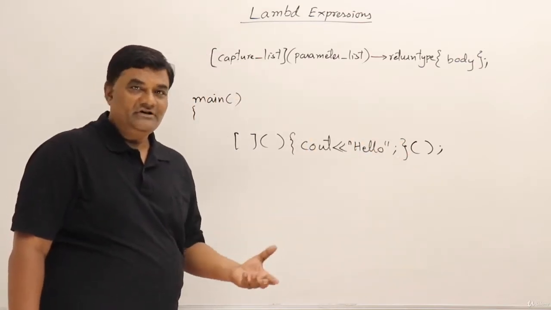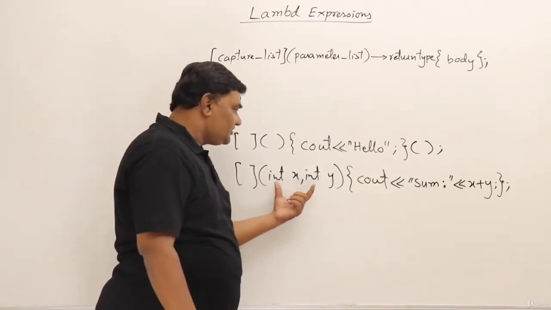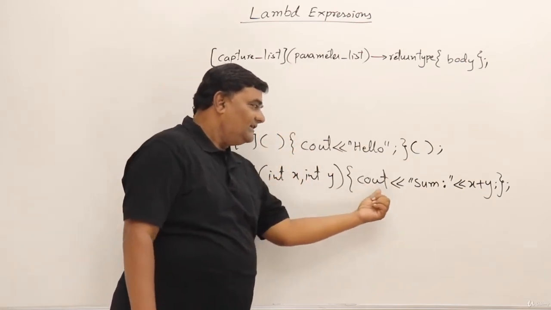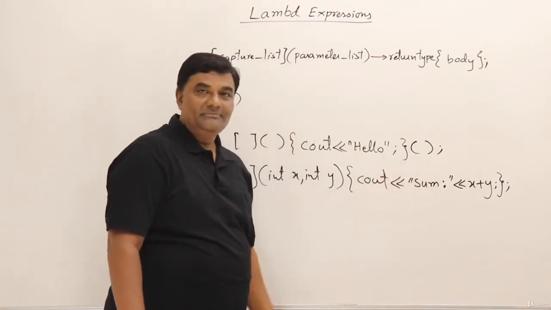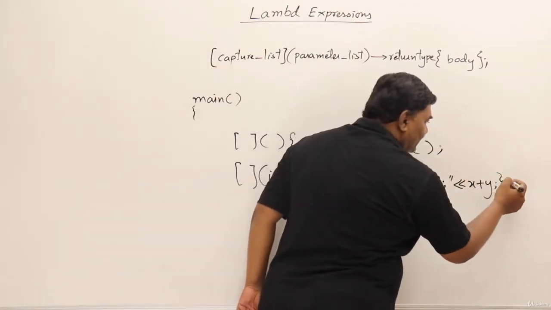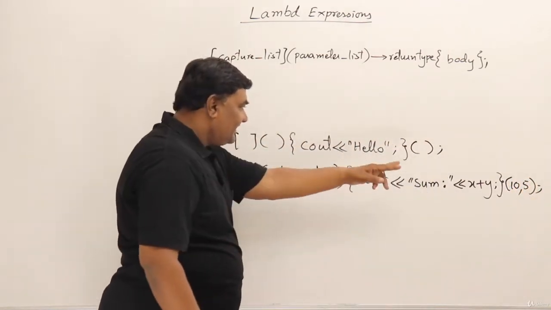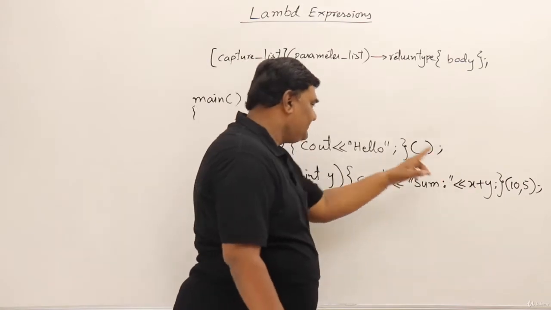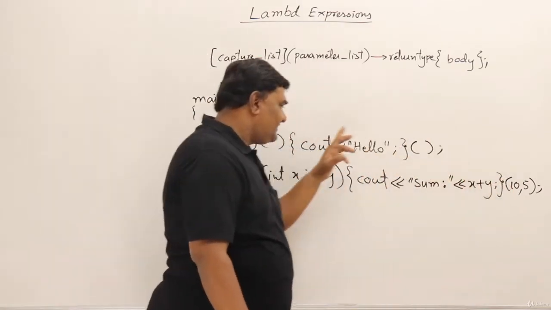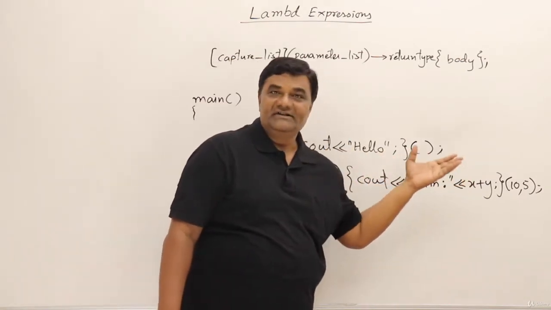Now let me write one more function to show you how it can take parameters. This is the function which is taking two parameters. This is the parameter list, so I have mentioned the parameters, and here it is displaying the sum of two numbers x plus y. Then how to call this? There itself I will write down here call 10, 5. So 10 is passed to x and 5 is passed to y, and it will add these two and display the sum.